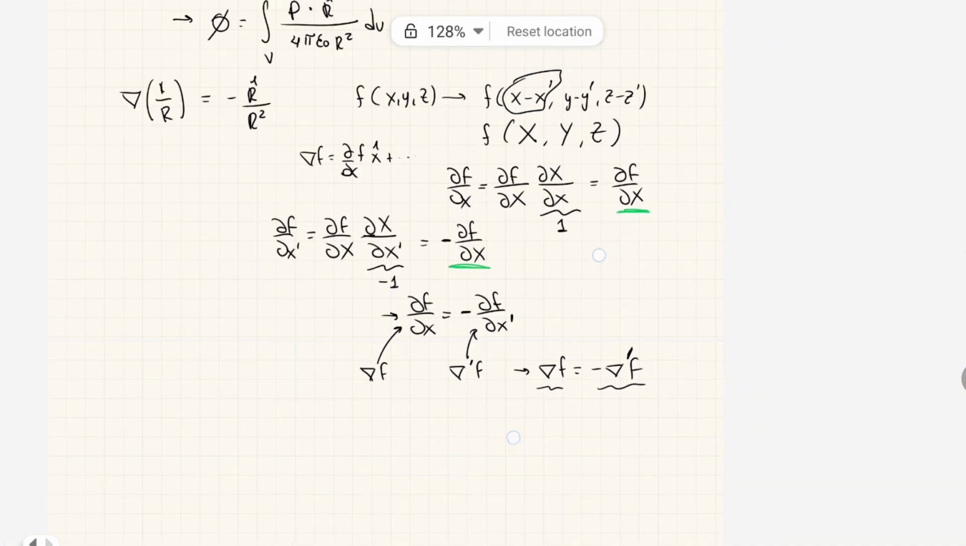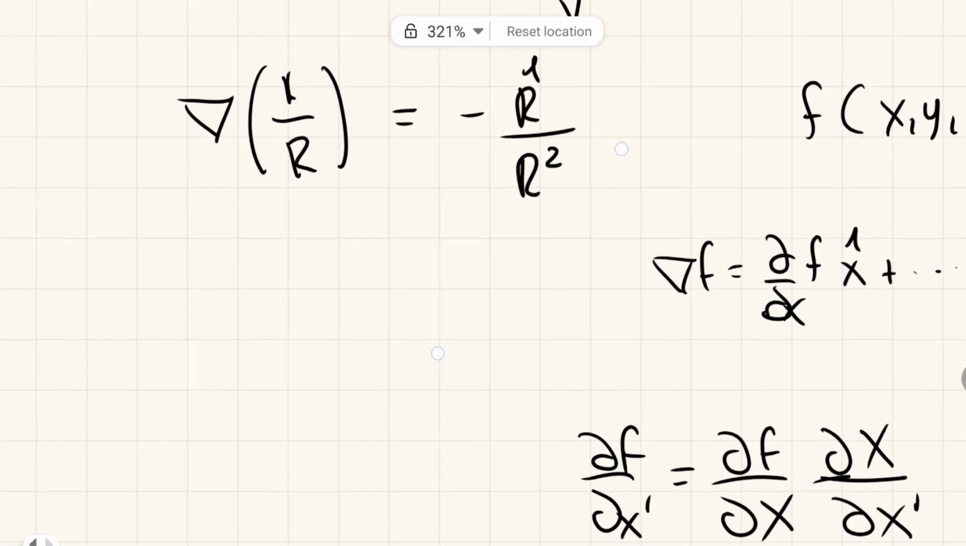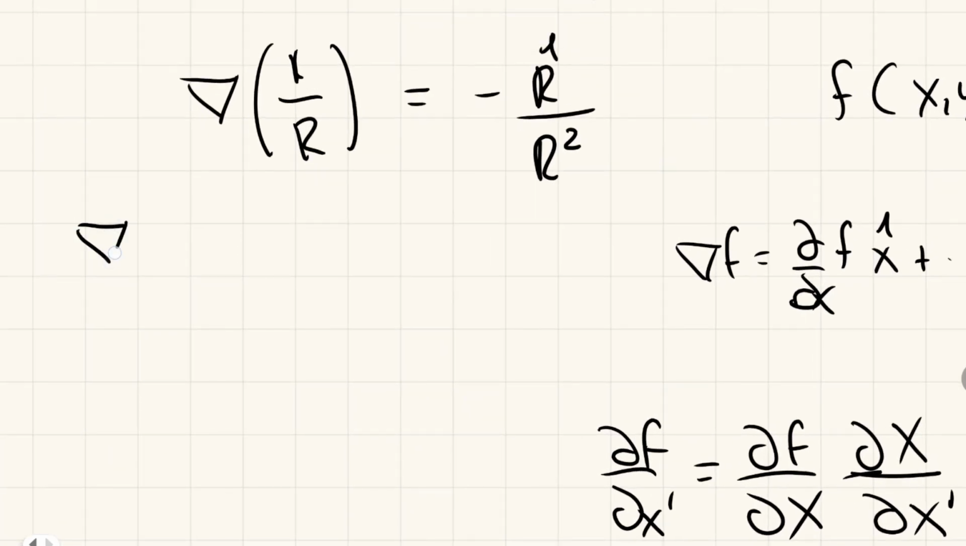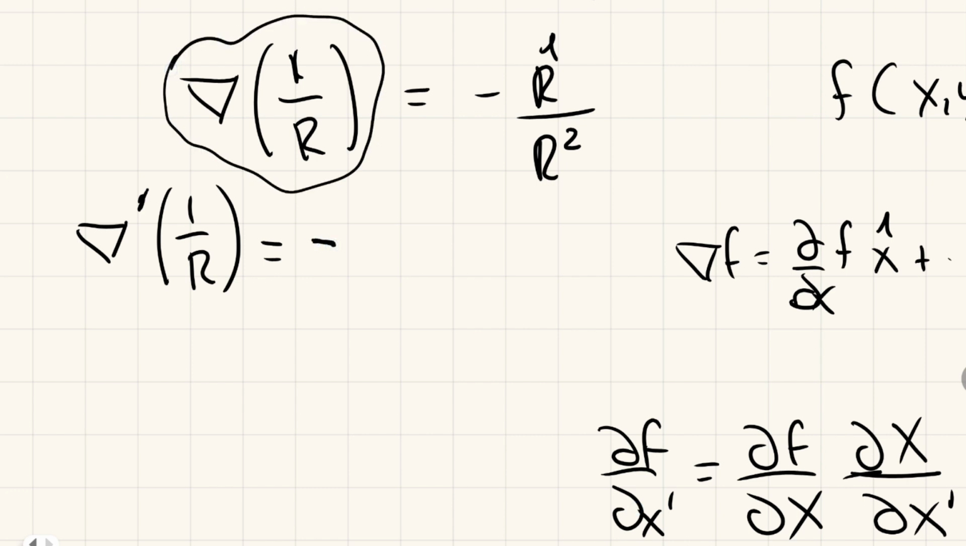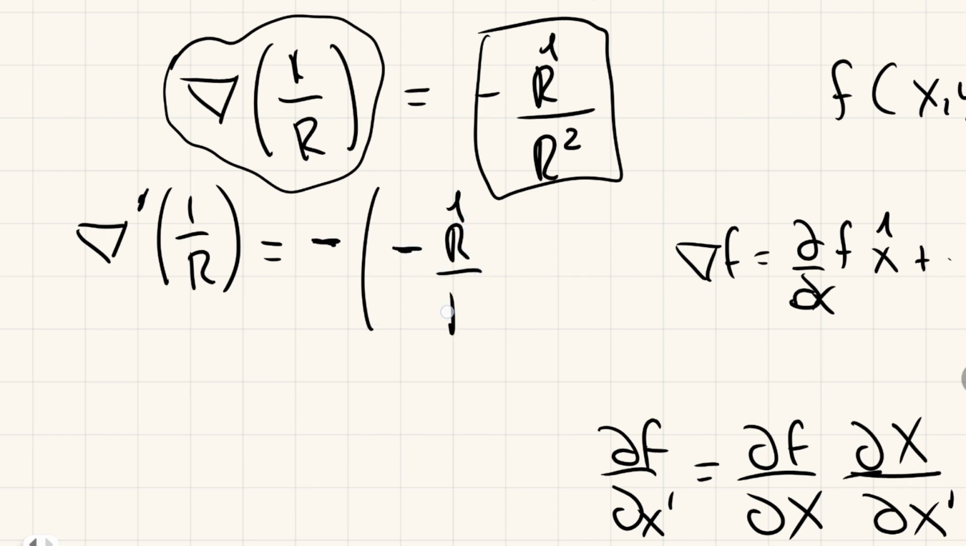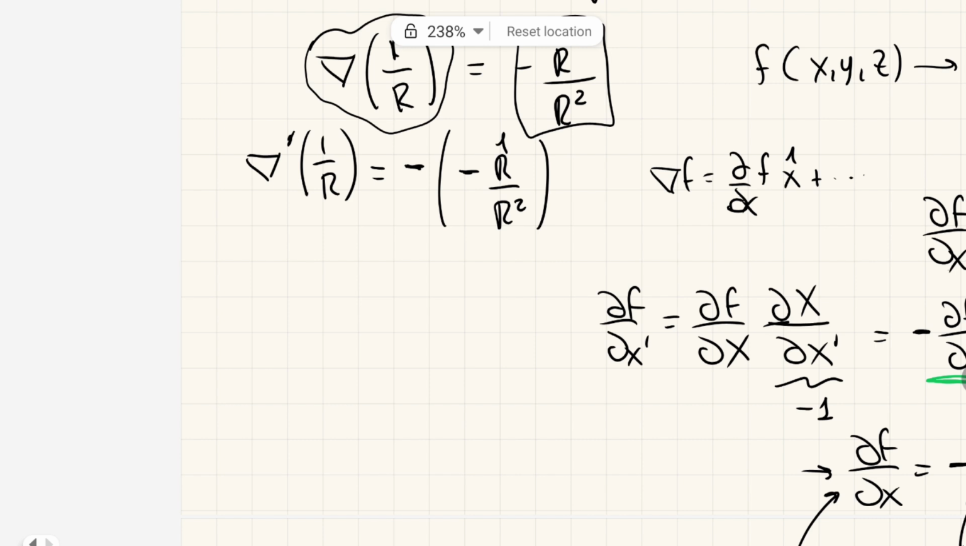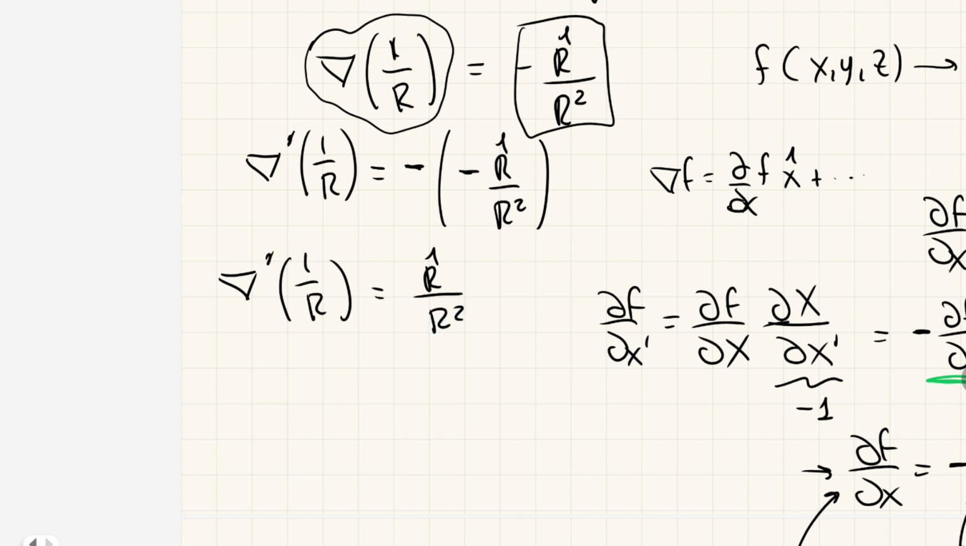Okay, perfect. So that is enough to show that the gradient prime of 1 over r is going to be equal to negative this gradient over here, but negative this gradient over here is negative this expression over here. So we get minus unit r over r squared. So that means that the gradient prime of 1 over r is equal to unit r over r squared. And this is finally the expression that we are going to use.